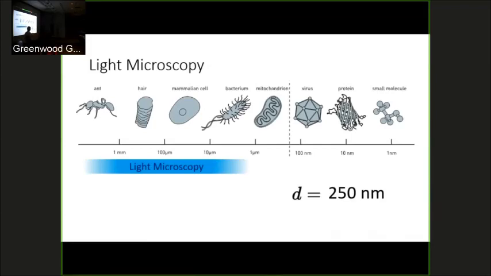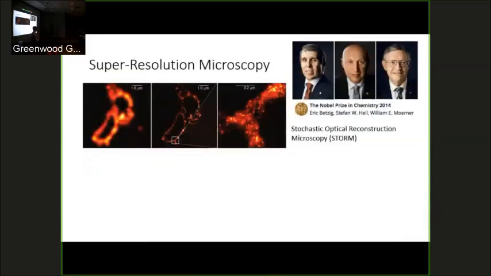And for the last 15 or 20 years, there's been an arms race to break this diffraction limit and to use light microscopy to see things at better resolution. The winners of that arms race, really Stefan Hell, Bill Moerner, Eric Betzig. And the first technology I'll walk you through is called stochastic optical reconstruction microscopy. And so the images I'm showing here are from Eric Betzig's lab.